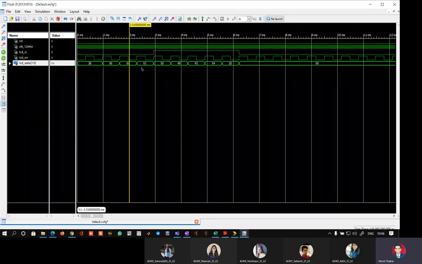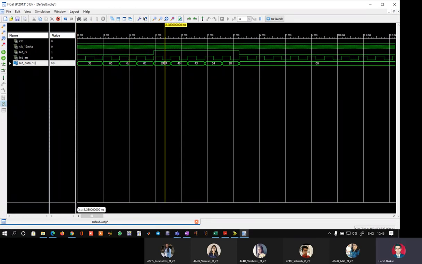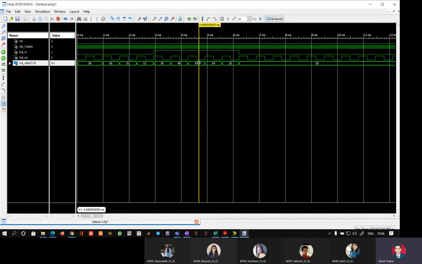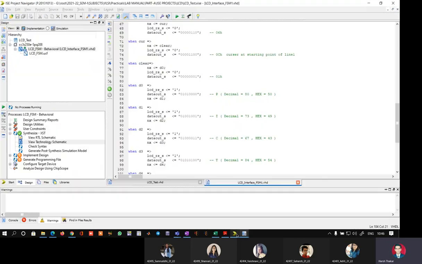06, 0C, 01, 50. So 50 hexadecimal corresponds to the character P, 49 corresponds to character I, 43 corresponds to character C, and 54 corresponds to character T, and 20 is 32, which is space, and after space we have 00, that is null. Okay, so 38, 06, 0C, 01, 50, 49, everything we are seeing is as per what we have written in the MVM.